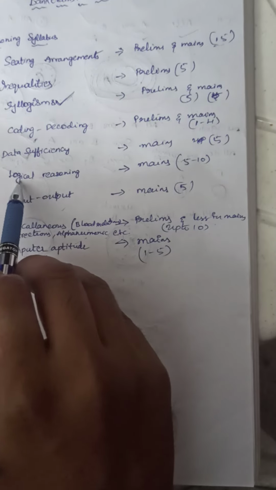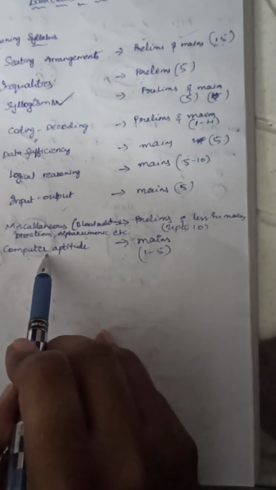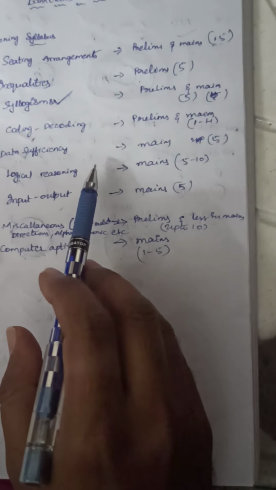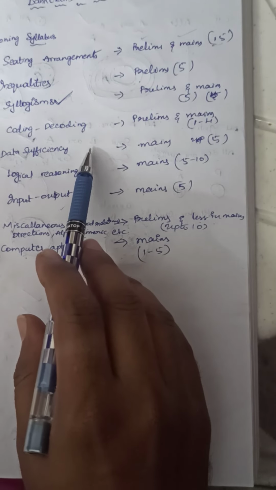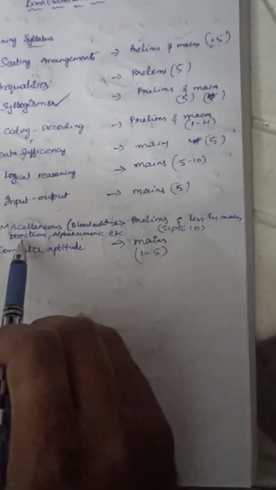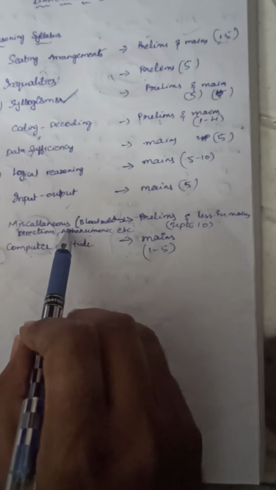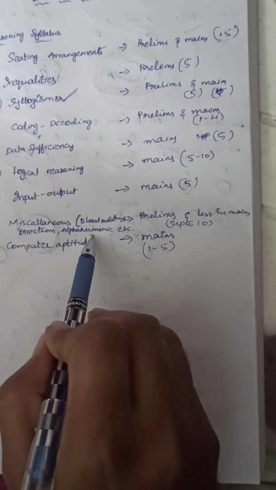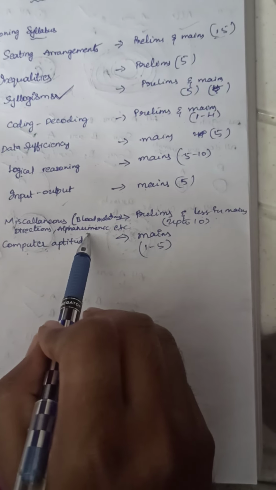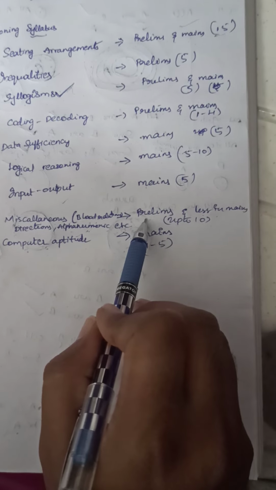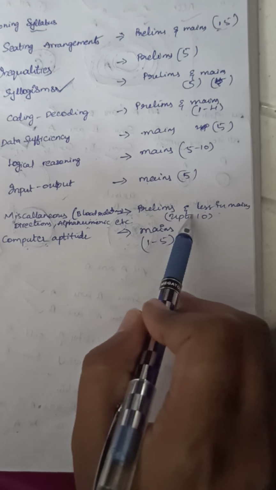For data sufficiency, logical reasoning, input output, and computer aptitude, IBPS is expected to give questions only in mains. And for miscellaneous topics like blood relations, directions, and alphanumeric series, IBPS focuses more on prelims and less on mains.